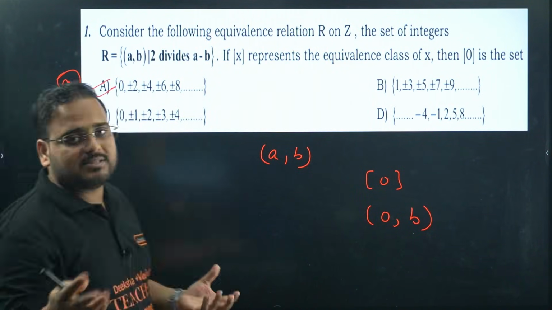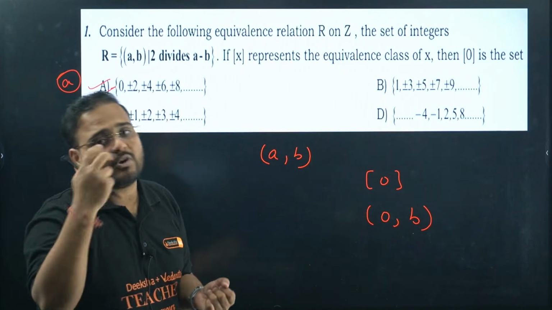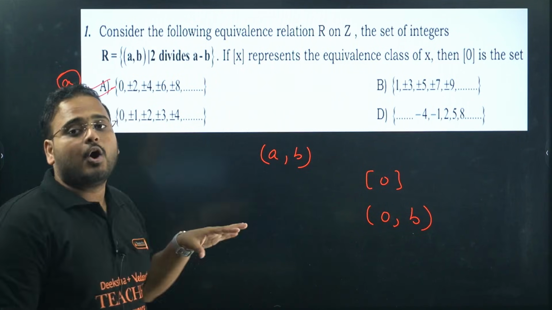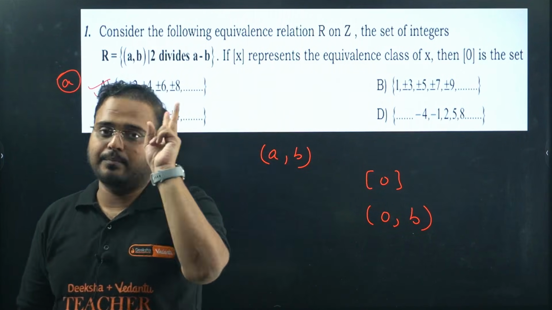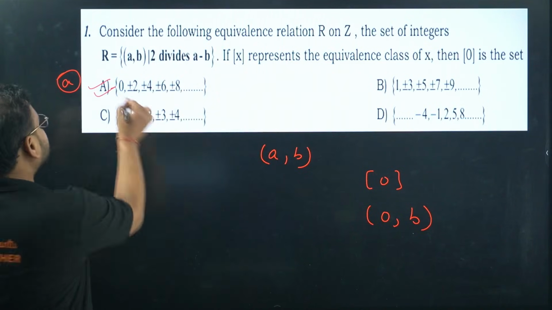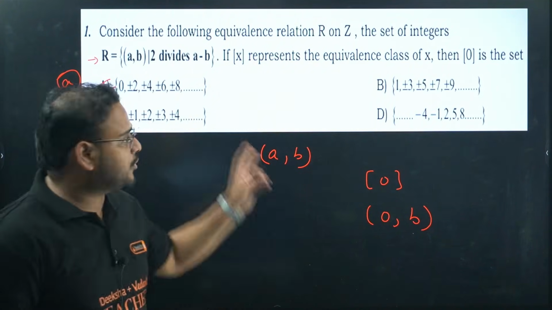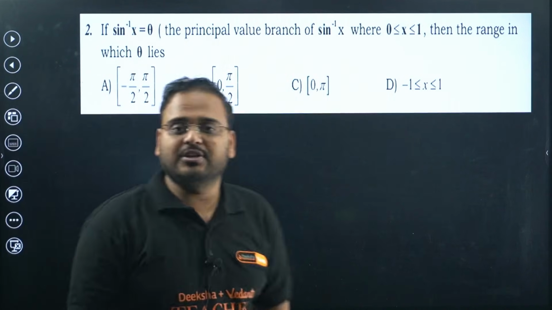0 minus 0 is divisible by 2, 0 minus 2 is divisible by 2, 0 plus 2 is also divisible by 2. So the difference, if you take it with the elements given in option A, will always be divisible by the number 2, which satisfies the relation given to us. So hence the relation R is equivalence for option A. Okay, moving on to question number 2.